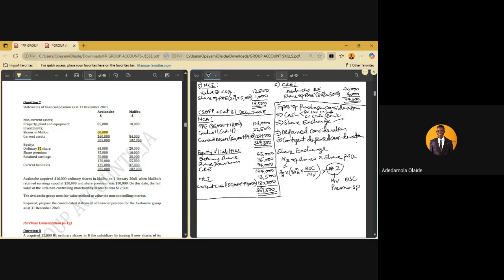So that makes the double entry for share exchange consideration to be debit investments in subsidiaries, still the same as the debit we have here. But the credit will now be credit OSC, ordinary share capital, with the share capital portion of the share sales, and credit share premium with the excess of the proceeds generated from the share disposal.